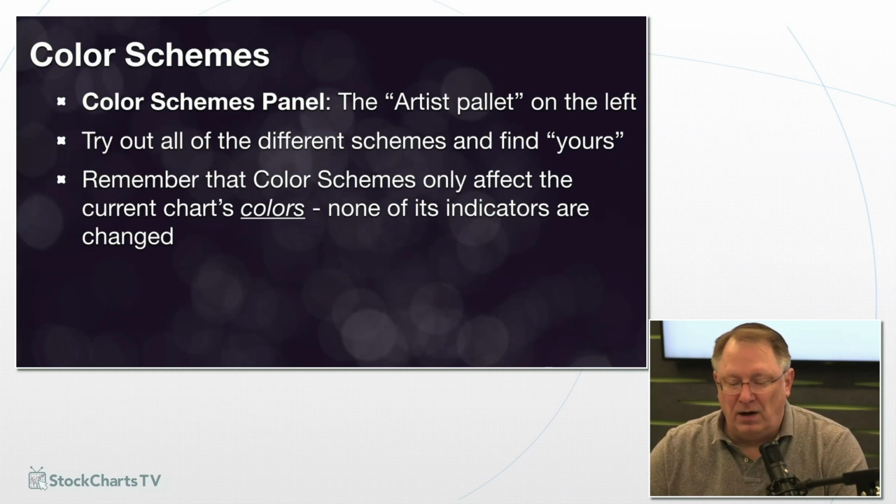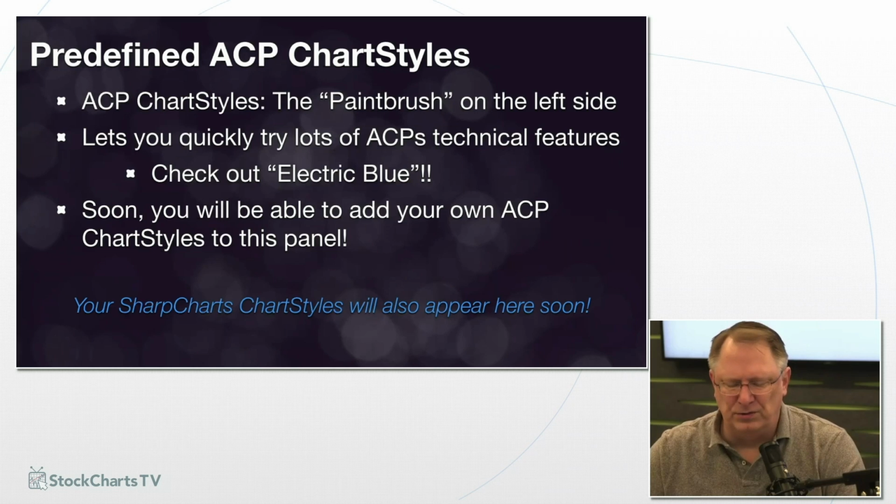But remember, color schemes only affect the chart's current colors. It doesn't affect anything else about the chart. That's different from a style. Later, we're going to see styles. Styles will affect the icons, the indicators, the settings and all the other parts of a chart. A color scheme just changes the colors and nothing else, so color schemes are pretty harmless. In the next demo, I'll show you color schemes, and then I'm going to show you styles.